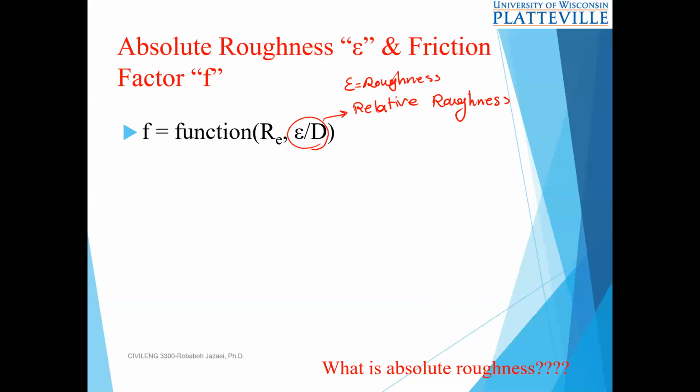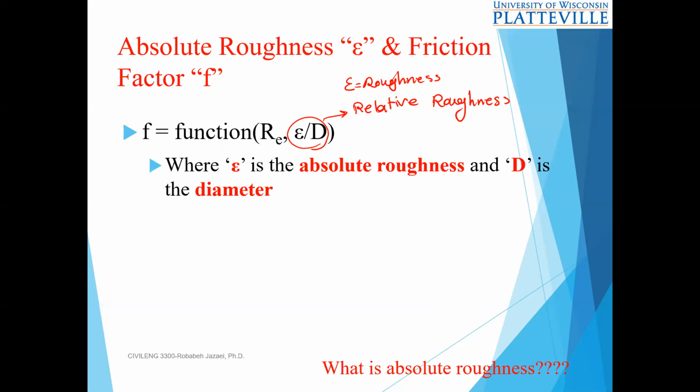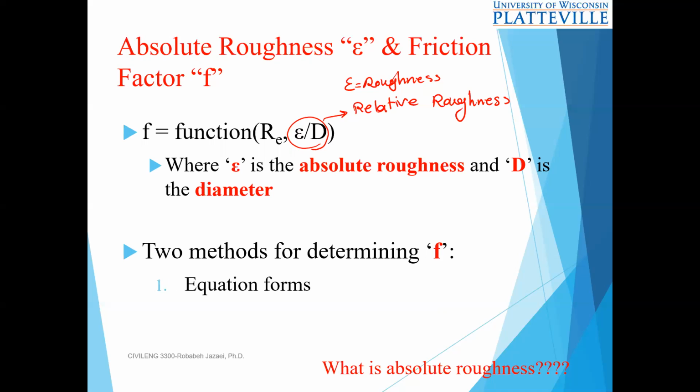So friction factor depends on Reynolds number and also relative roughness. It also depends on diameter. If it's a pipe, it's the actual diameter. If it's a different shape, it's the hydraulic diameter. There are two methods to find friction factor. One is the equation form that I'm going to talk about in a minute, and the other one is a graphical form that we call Moody's diagram. Moody's diagram is an important diagram in fluid mechanics that a lot of civil engineers have used for a long time.